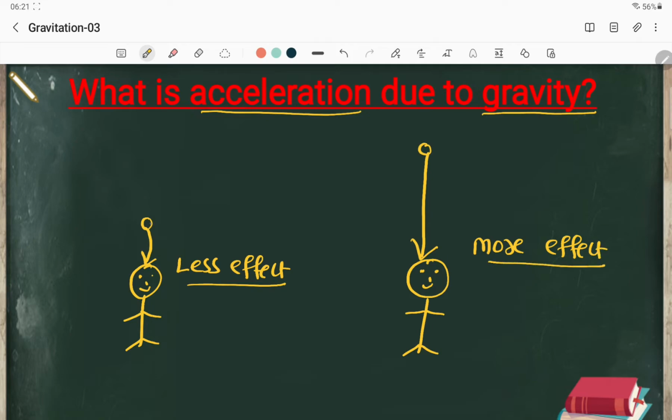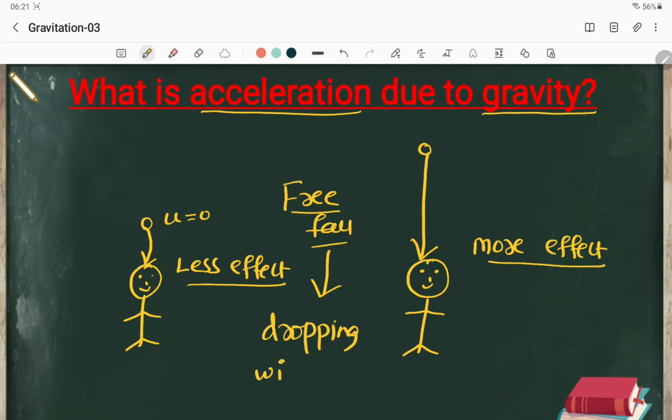Now initially, when it was dropping, its initial velocity was 0. It was not thrown, it was free. It is called free fall. Free fall means dropping freely, I mean dropping with 0 velocity. Free fall means it is not thrown, it is just dropped. Both are starting with 0 velocity only, and yet this one has more effect.